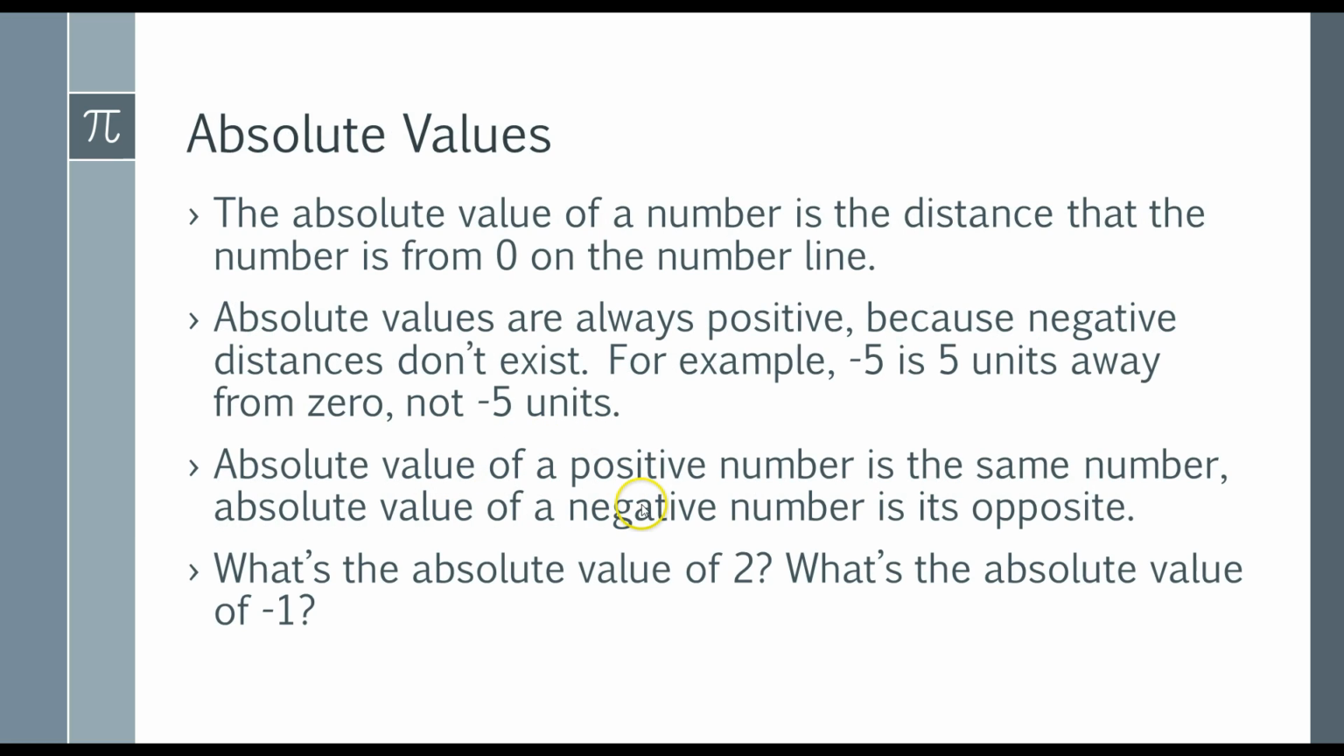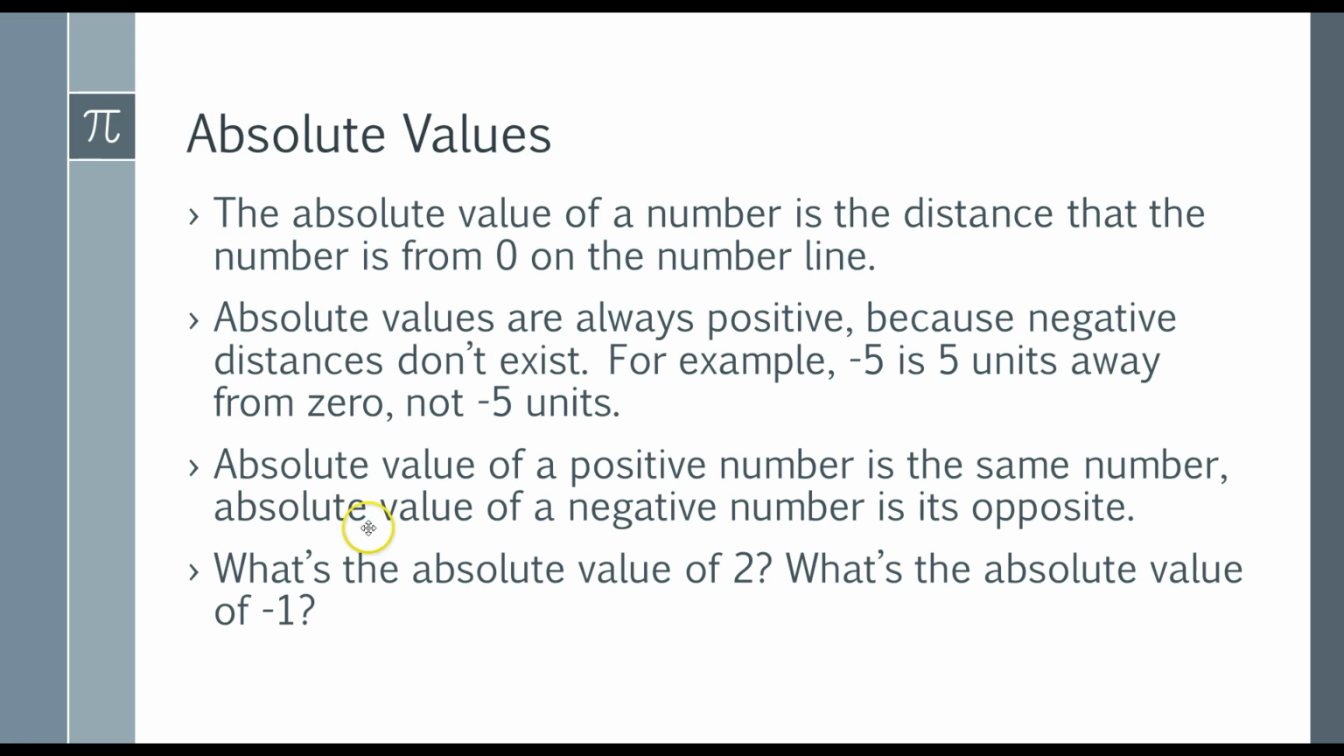The absolute value of a number is the distance that number is from 0 on the number line. And absolute values are always positive because negative distances don't exist. For example, negative 5 is 5 units away from 0, not negative 5 units. The absolute value of a positive number is the same number, and the absolute value of a negative number is its opposite. What's the absolute value of 2, and what's the absolute value of negative 1?